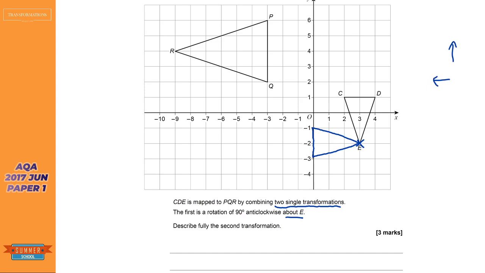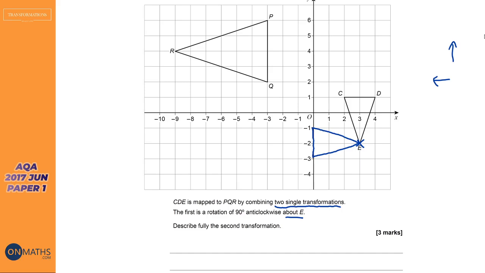Okay, right. Now it's saying that there's 2 single transformations. We've done one of them, and we've got to describe fully the second transformation. Now this has been enlarged, but it's also been flipped. So you might think it needs to be maybe a translation up here, and then we reflect it, and then we enlarge it. But that's not what the question's saying. The question's saying there's a single one.